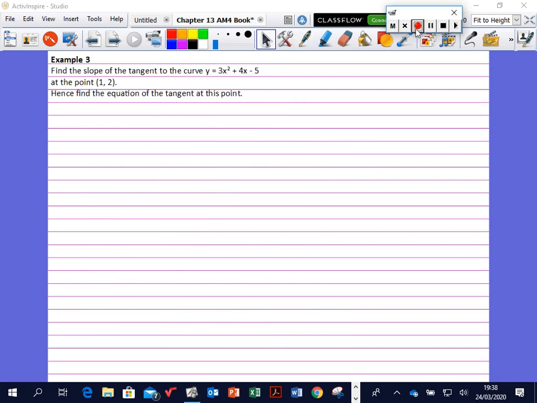Now let's consider example 3 above. It says here, find the slope of the tangent to the curve y equals 3x squared plus 4x minus 5 at the point 1, 2. So the first thing I'm going to write down is the equation that was given. y is equal to 3x squared plus 4x minus 5.